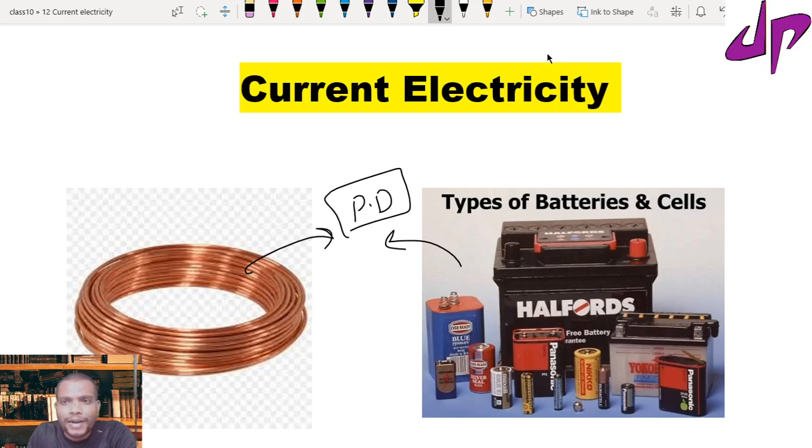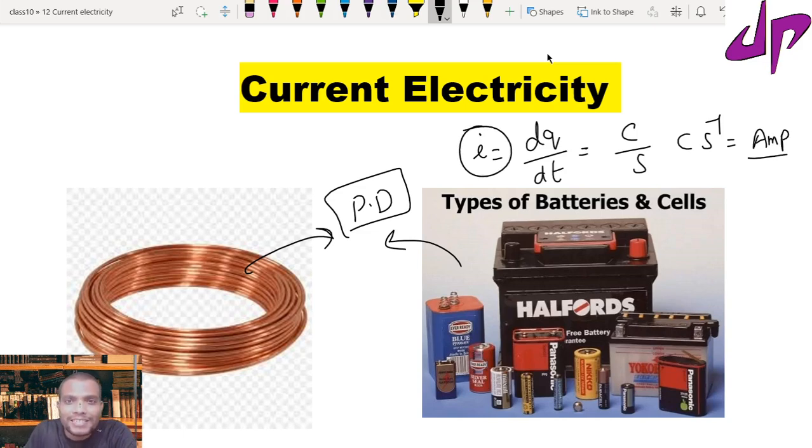And also we defined current as the rate of flow of charge, dq by dt. So charge units are coulombs, time units are seconds, coulomb second inverse, which is also known as amperes. And one more important point, current is a scalar quantity.